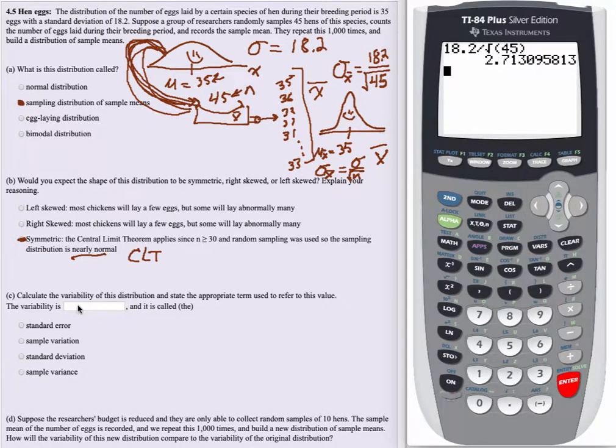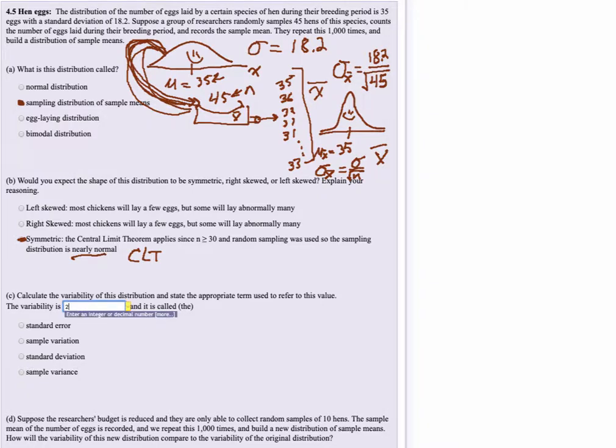Remind myself again, how far do they want us to go here? I don't know, we'll go out 4 places since they didn't tell us any better. So 2.7131. Okay? All right, cool beans.